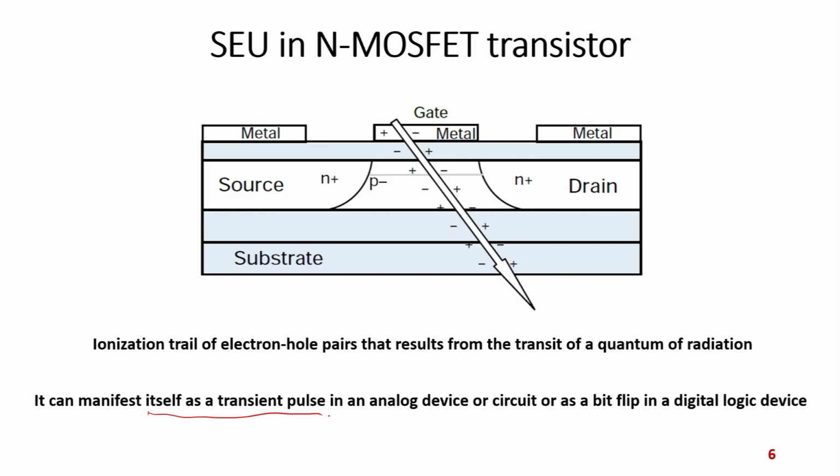In a transient pulse, when you are using it as an analog device, suppose you are using it as an amplifier, suddenly a spike will come in between because of this current pulse generated by the high energetic particle, or it can be a flip of the bit in digital logic devices. We will see further how the mechanisms work. We will consider the heavy ions and protons.